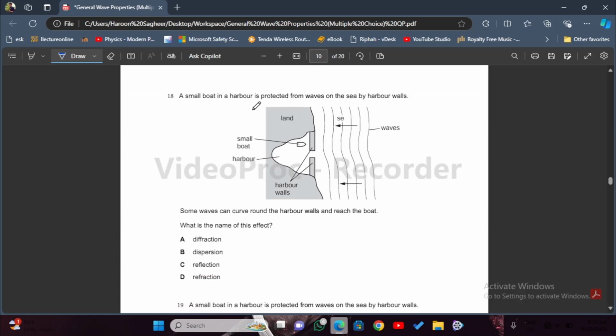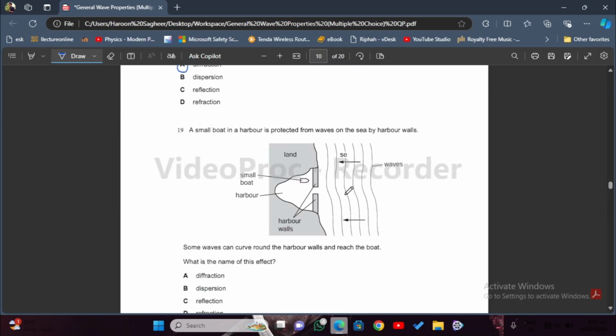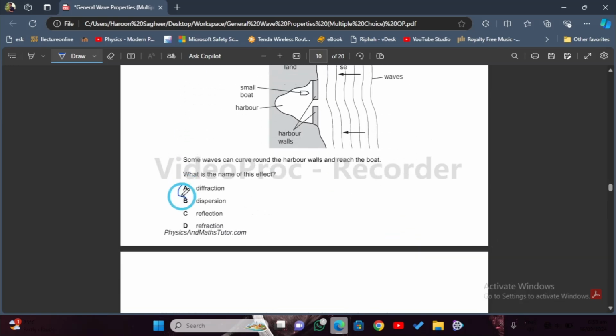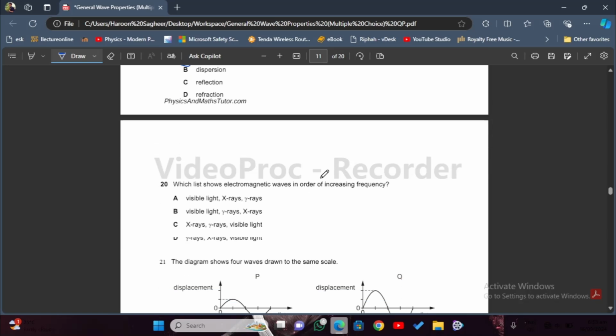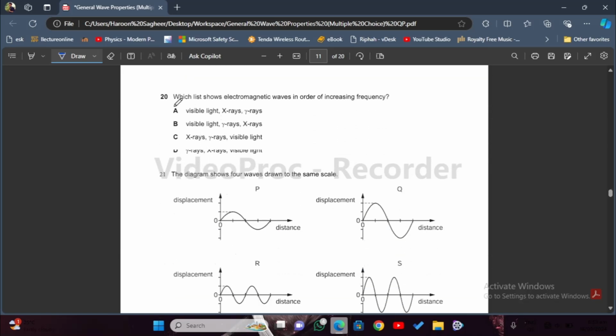Now this is the same question. A small boat in a harbor is protected from waves on the sea by the harbor walls. These are harbor walls. They're acting like a barrier. So all of these sea waves will try to cross it and will bend or spread around the narrow edges. Now this effect is, of course, diffraction. We already know that. This is the same question. I'm just going to mark the answer. Now let's go to question number 20.